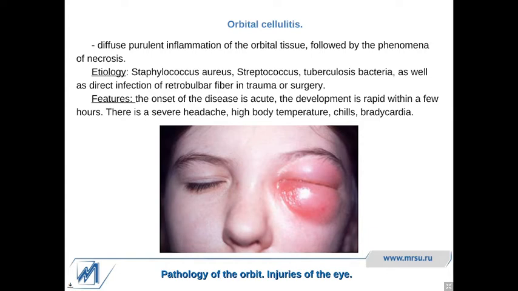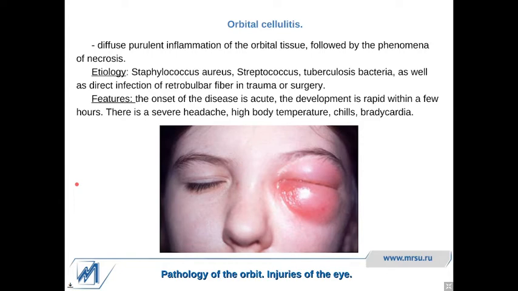Etiology of this process: Staphylococcus, Streptococcus, Mycobacterium tuberculosis, as well as direct infection of retrobulbar fiber in trauma or surgery. So it is bacterial inflammation. The onset of this disease is acute. The development is rapid, within a few hours. There is severe headache, high body temperature, chills, bradycardia. So there are a lot of not only local but systemic symptoms.